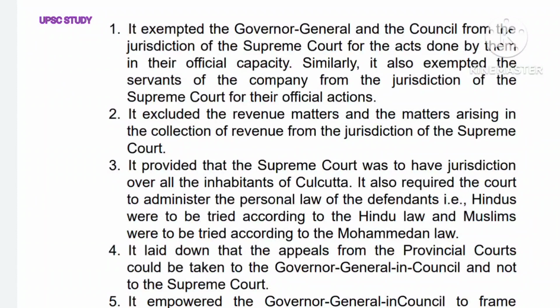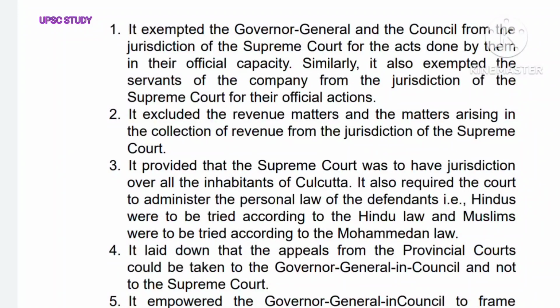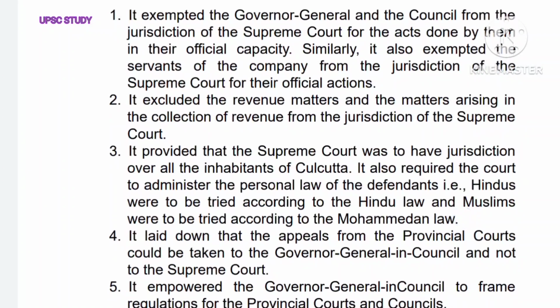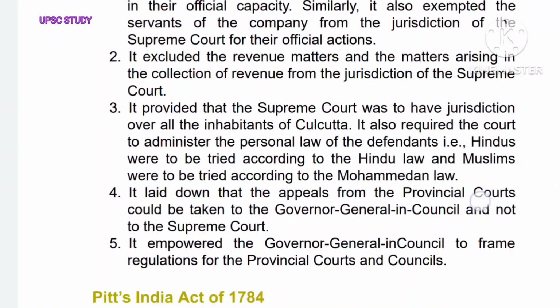Number 4. It laid down that the appeals from the provincial courts could be taken to the Governor General in Council and not to the Supreme Court. Number 5. It empowered the Governor General in Council to frame regulations for the provincial courts and councils.